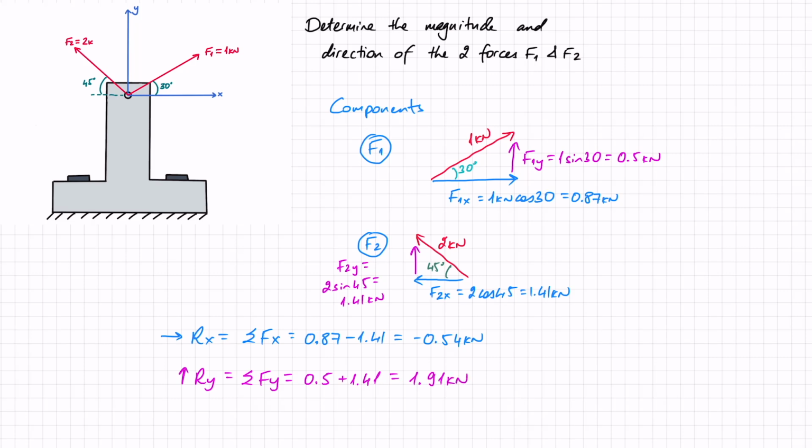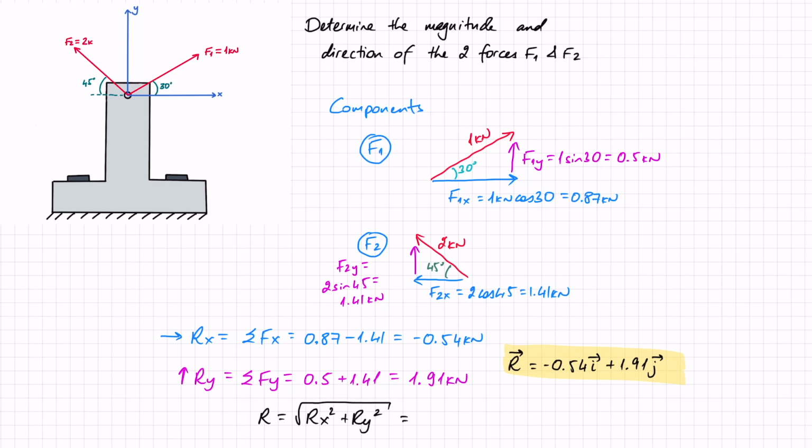If I want to write this as a vector, noting that with the arrow, I have minus 0.54i plus 1.91j. Always pay attention to what you're asked to deliver. Now, I was asked for the resultant force. In order to find the resultant force, what I need to do is the square root of the sum of squares. So that means rx squared plus ry squared and a square root of that. In this case, I've got minus 0.54 squared plus 1.91 squared, and a square root of that gives me 1.98 kilonewtons. Never forget your units.